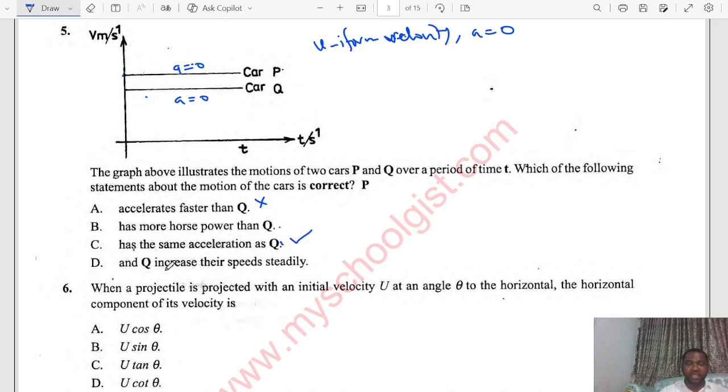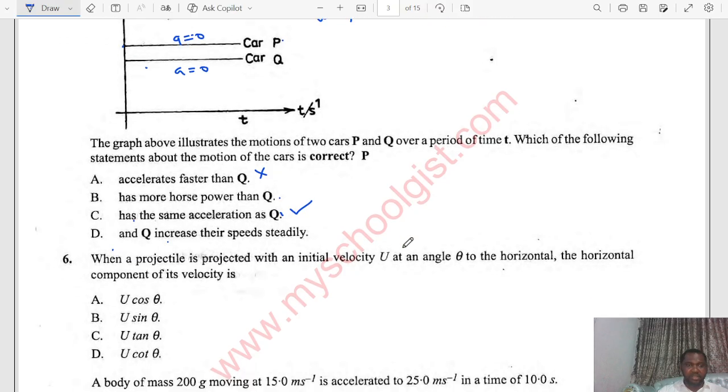Then D says P and Q increase their speed steadily. No, none of them increase speed. Both of them are horizontal. So the answer is C. They both have the same acceleration, right? Okay, so that makes sense.